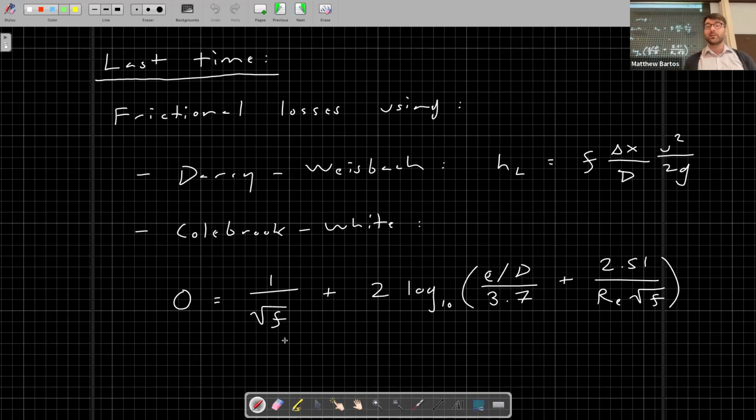Note that this Colebrook-White equation is an implicit equation, so this is not something that can be solved in closed form. So on Thursday and Tuesday of last week, we showed how we could compute the friction factor iteratively using the solver functionality in Excel, and we went through a couple examples of how to do that. Are there any questions on these two models for frictional losses?